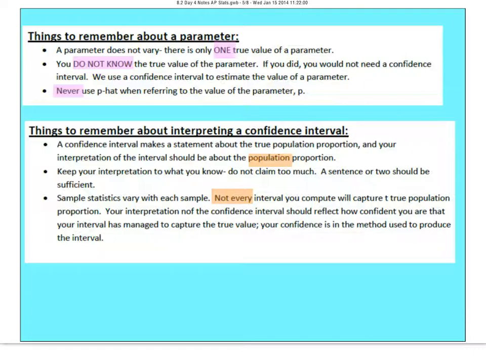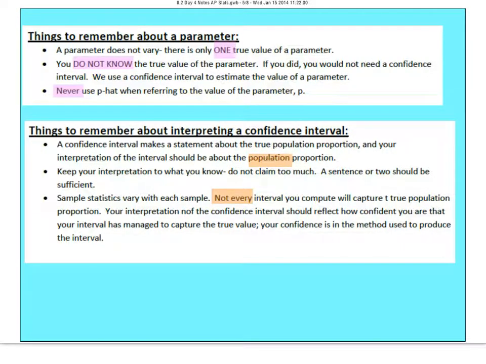All right, now what about interpreting a confidence interval? Here are 3 key things to keep in mind. A confidence interval makes a statement about the true population proportion, and your interpretation of this interval should be about the population proportion. So it's how confident we are that the true population proportion is in that interval, not that a sample proportion is in that interval. So be very careful about that.